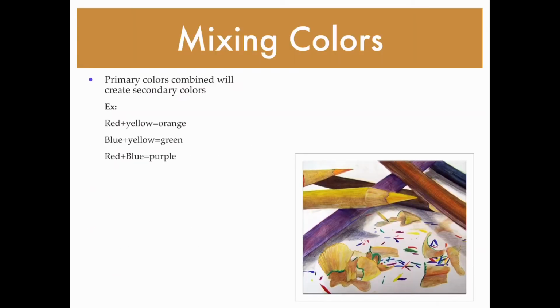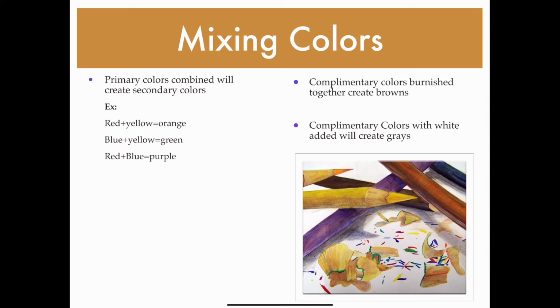Today, we're going to be taking primary colors and combining them together to create secondary colors. So we're going to be mixing red and yellow to make orange, blue and yellow to make green, and red and blue to make purple. We'll experiment by mixing complementary colors together and then adding white to create various grays. When complementary colors are put together in an equal distribution and then just burnished by pressing really hard on the layers, it actually will create browns, and I'll show you what that looks like in a second.